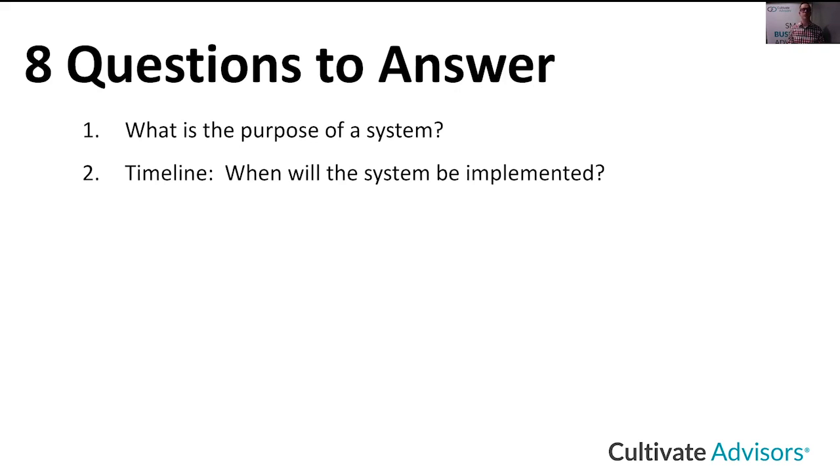All right, the next question is timeline. When will the system be implemented? And no, don't say tomorrow. Don't say the classic, oh, it should have been done a long time ago. That's fine. Let's have a funeral. Let's move on from the past. When will the system be implemented? When do you want this by? Pick a reasonable goal and date by which you want to deliver this system to you and the organization.